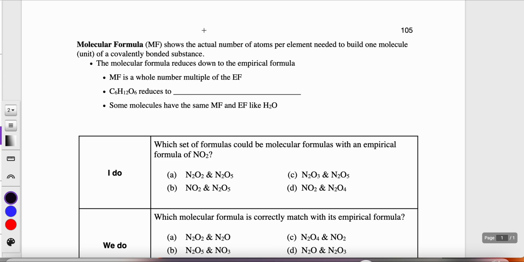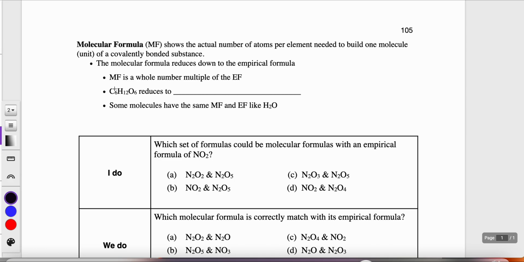105 in the notes and starting to look at molecular formulas. So a molecular formula shows the actual number of atoms per element needed to build one molecule or unit of a covalently bonded substance. Molecular formulas can reduce to the empirical formula. A molecular formula is a whole number multiple of an empirical formula.